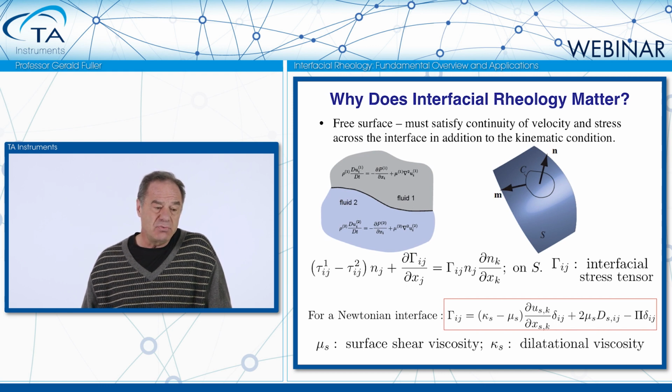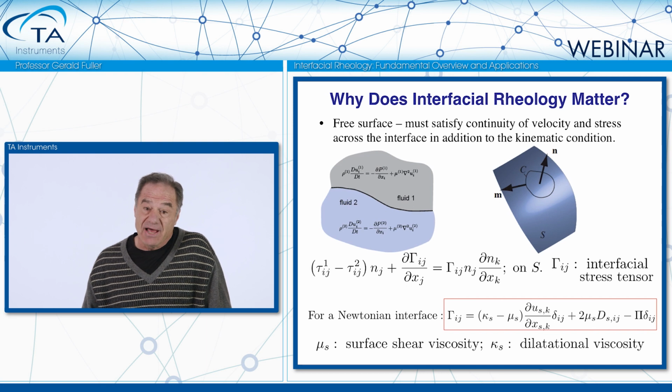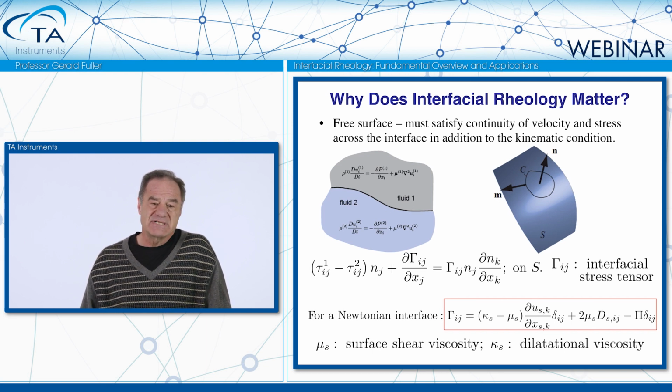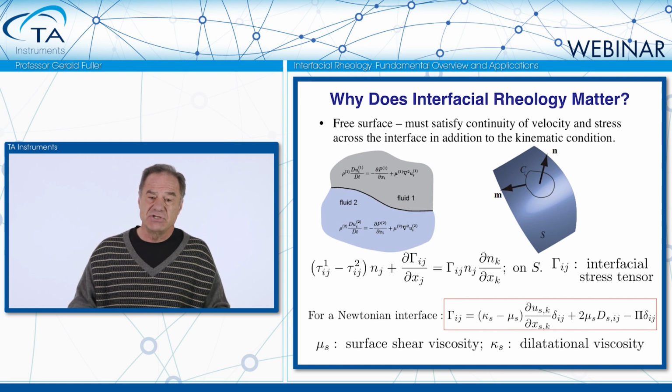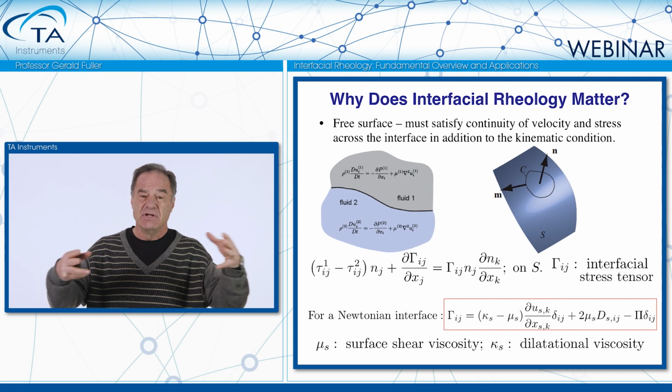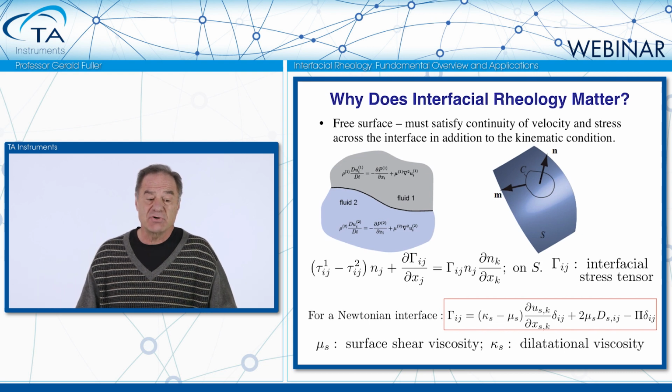Now there are two parameters in that model. Mu sub s, that's the surface shear viscosity. We would like to measure that. And the other one is kappa sub s, that's the surface dilatational viscosity. That has to do with the fact that interfaces can expand and contract.